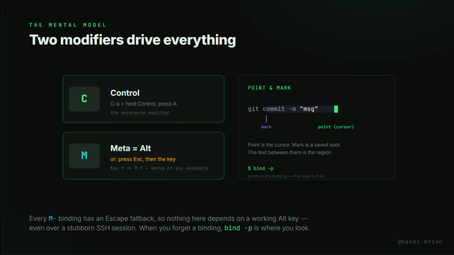And the single most useful habit, run the command bind -p. That dumps every current key binding in a format you can read and even paste into a config file. When you forget one of these, that's where you look. It's the map to everything readline can do on your exact system.